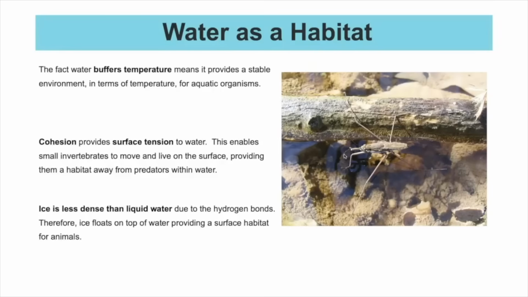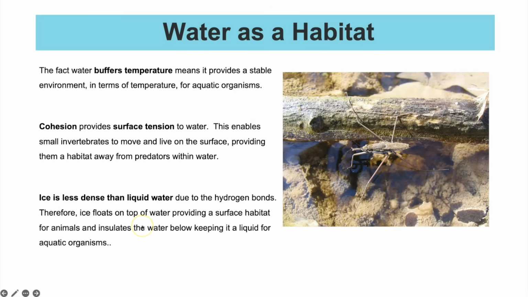Finally, ice is actually less dense than liquid water due to the hydrogen bonds. As a result, ice floats on top of bodies of water, and that can provide a surface habitat for animals such as polar bears. And it also insulates the water below, keeping it a liquid for aquatic organisms.